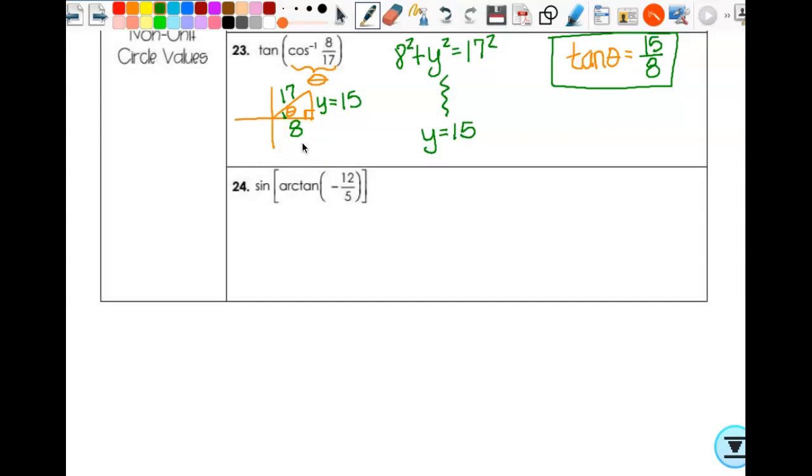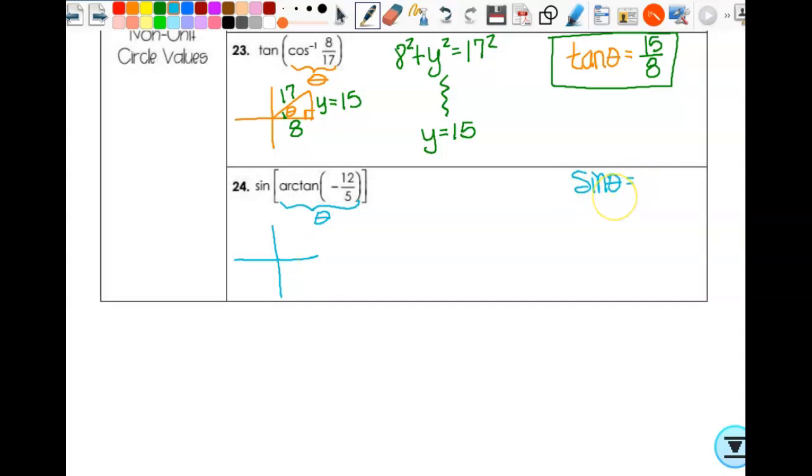All right. So now I'm going to look at this one. I have the sine of the arctangent of negative 12 over 5. So this again gives me some theta, whatever it may be. Once I figure out what my triangle looks like, I don't really care what theta is, then I'll just be able to find the sine of theta.